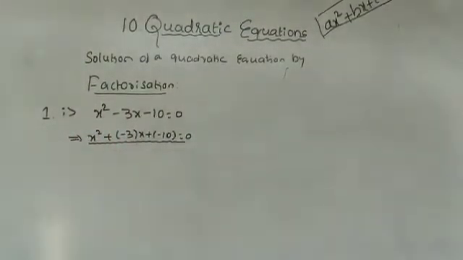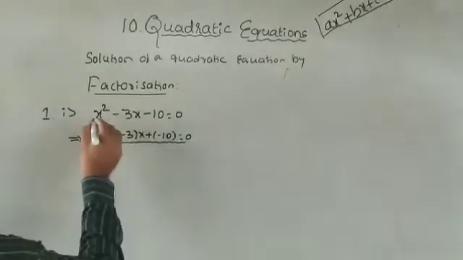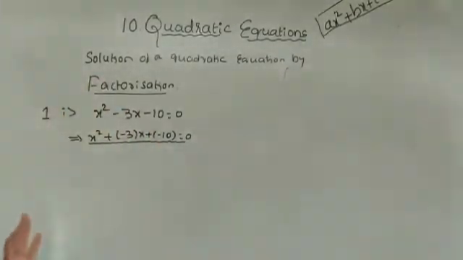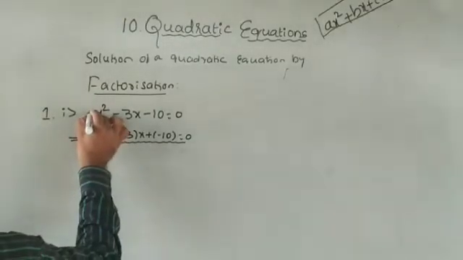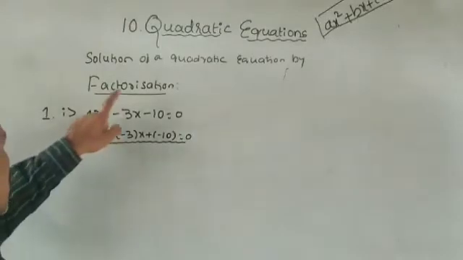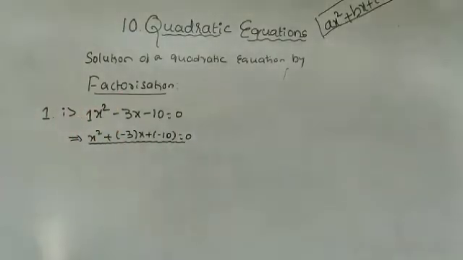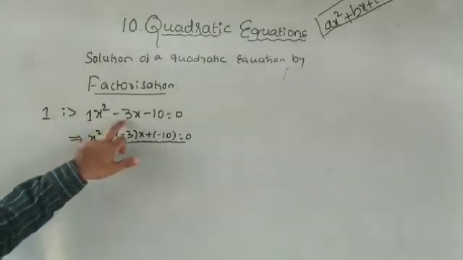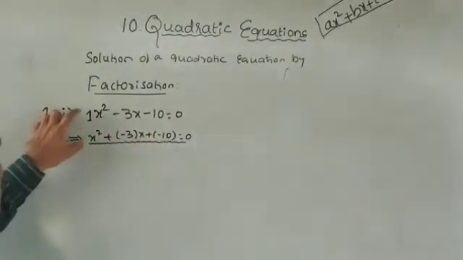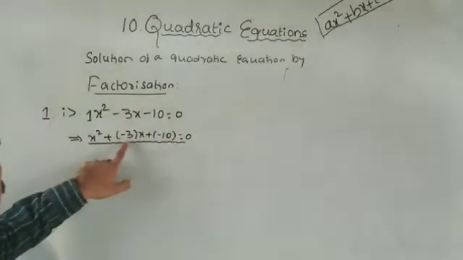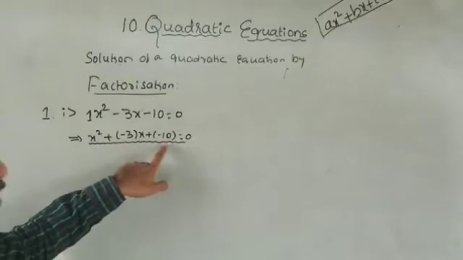Now factorization. Here the variable is x, with first and second degree, so it is a quadratic equation. What is the coefficient of x square here? I told you many times, this is degree 2, coefficient 1. Now you see the method. You have already studied this in 9th standard, but I will repeat. x square minus 3x minus 10, ax square plus bx plus c is equal to 0. The a value is 1, b value is minus 3, and c value is minus 10.